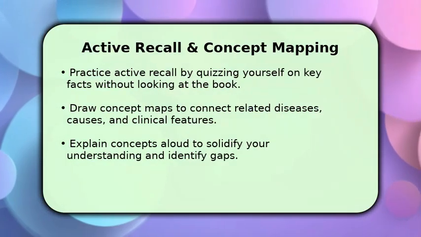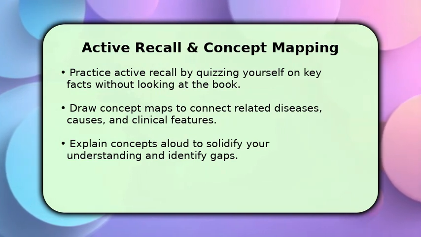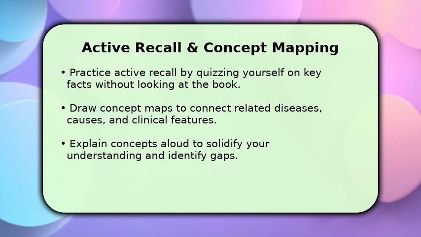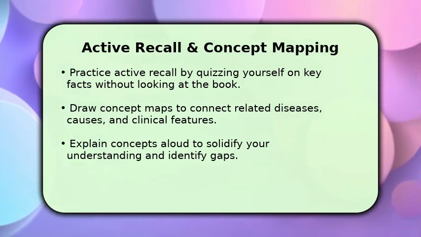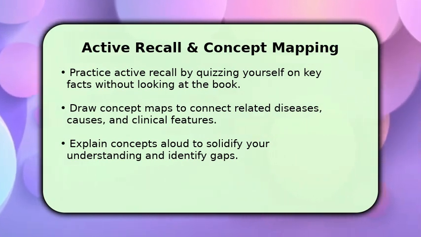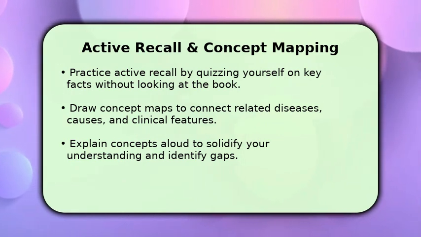To truly master the material, engage in active recall. After reading, close the book and try to remember what you just learned. You can also draw concept maps, linking diseases to their etiologies, pathogeneses, and morphological features. This helps build a comprehensive understanding. Furthermore, try explaining difficult concepts aloud to an imaginary audience. This process often reveals areas where your understanding is weak.